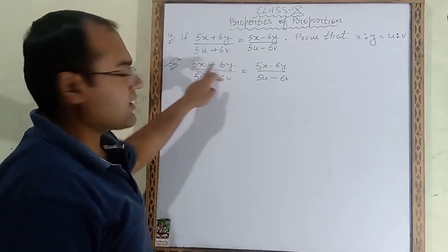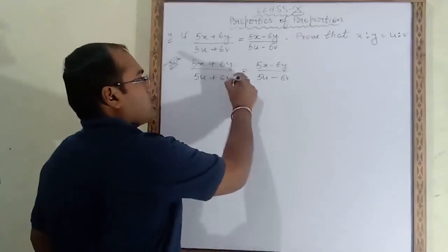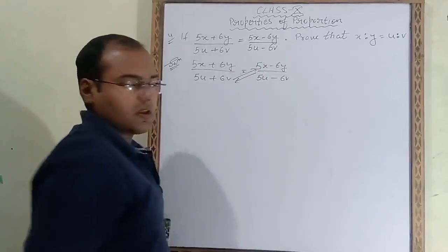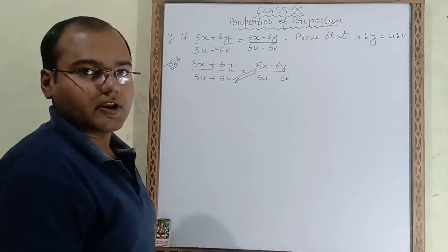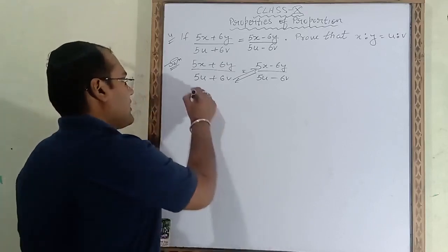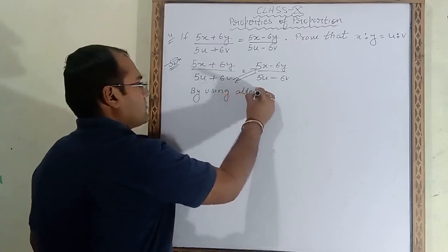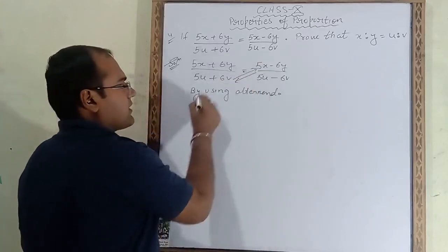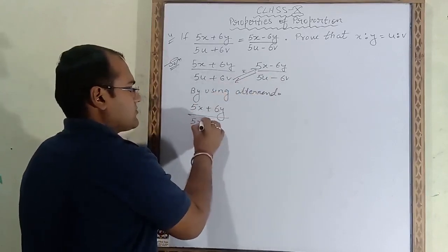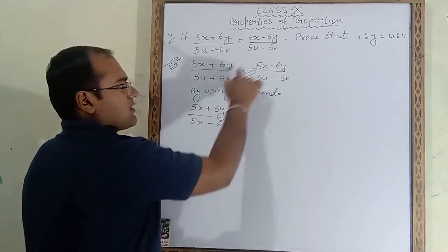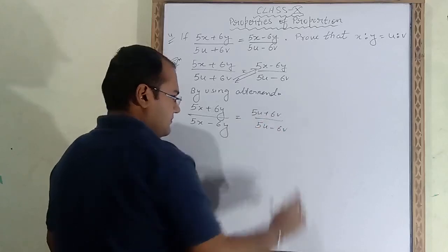Here in the numerator xy terms are coming, and here in the denominator uv terms are coming. So what we have to do? We have to bring this term here and this term here. So which property we have to use here? We have to use alternando property. By using alternando, this term we will bring downside, 5x plus 6y. This term will come in denominator, 5x minus 6y is equal to, this term will come in the numerator, 5u plus 6v upon 5u minus 6v.